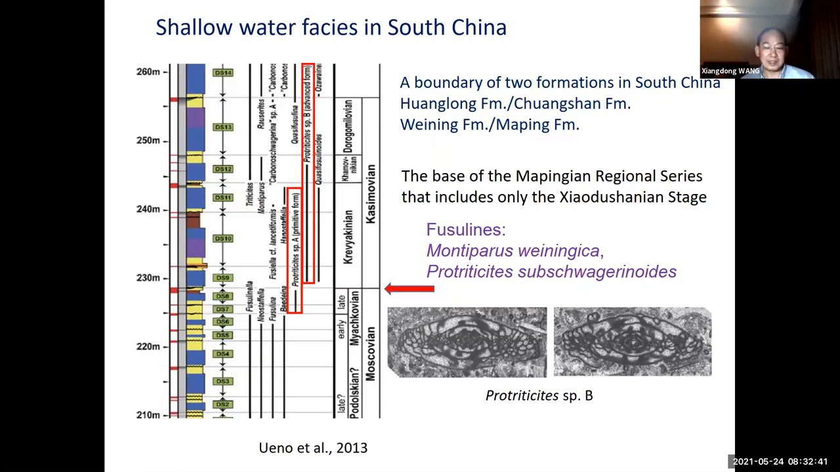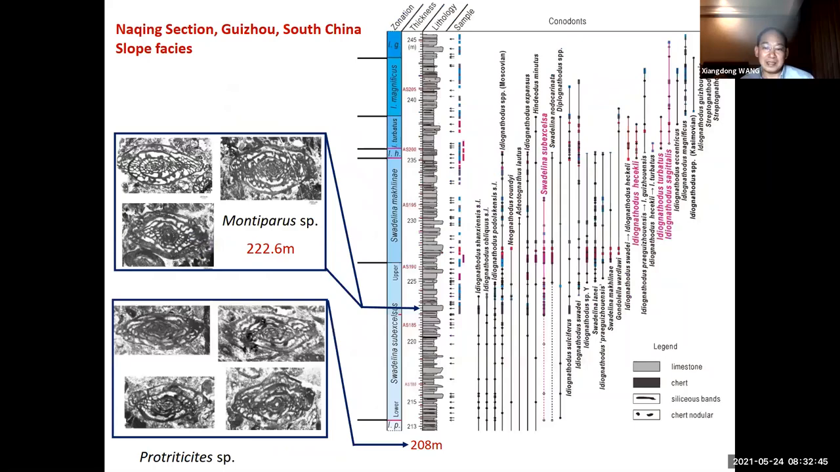And the next slide, please. And in slope facies, in the very famous Naqing section in Guizhou, South China, along the boundary of the Moscovian-Kasimovian stage, we have very abundant conodonts appearing. We established several conodont zones.